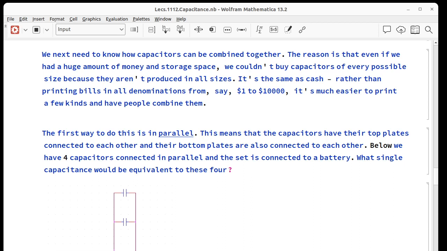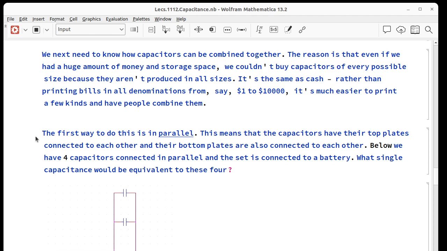We're also going to need to know how we can combine capacitors to get a particular value of capacitance. The reason we always have to do this is even if we had all the money in the world and a giant warehouse to store these in, we can't buy capacitors of every possible size because they're not made in every possible size. This is the same way we don't make currency in every possible denomination. We don't make one, two, three, four, etc. dollar bills. We make a few different kinds and then you combine them to get the amount you need.